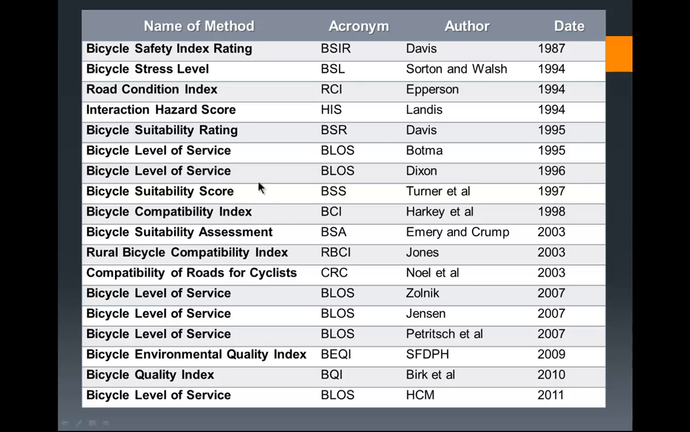There are a lot of methods for assessing bicycle suitability. This table shows a list of many of the methods that have been used in the past, from the first method developed by Davis in 1987, the Bicycle Safety Index rating, all the way to the most recent bicycle level of service, which is found in the Highway Capacity Manual. Now, all of these methods essentially do the same thing. They take attributes of a roadway, such as the width of the bike lane, the width of the shoulder, the speed limit on the roadway, and they use this information to determine a score or rating of the bikeway.